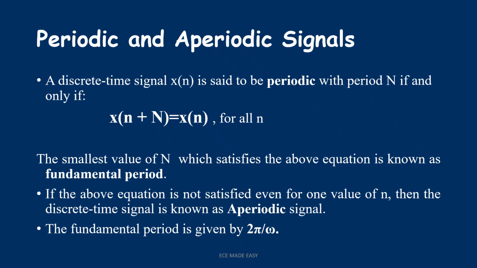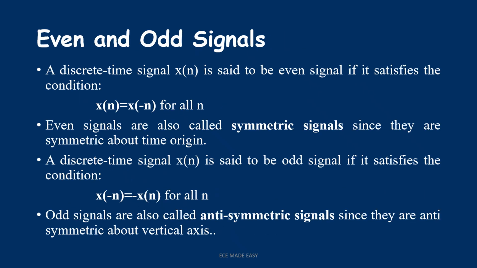Coming to periodic and non-periodic signals. The signals are said to be periodic if they repeat at equal intervals of time. Here time means number of samples. Thus a discrete time signal is said to be periodic with a period capital N if and only if x of n plus capital N is equal to x of n, and the smallest value of capital N which satisfies this equation we call the fundamental period, and this fundamental period can be given as 2 pi by omega. If it is not satisfied, we call it a non-periodic signal.